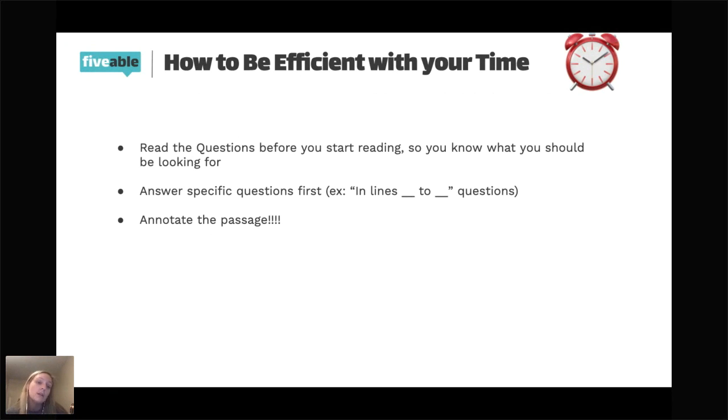And that's when you need to read the whole thing. But if it's asking for specific questions, like in lines blank to blank, then I would recommend just doing those first.